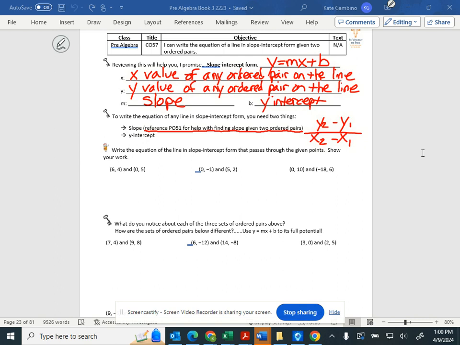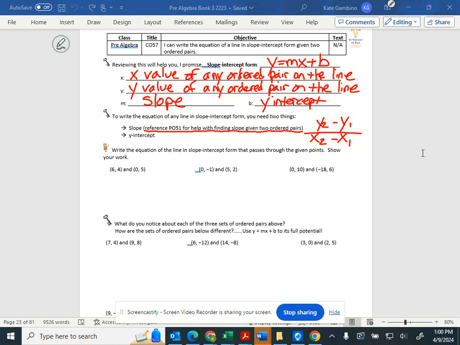So let's look at writing the equation of the line in slope-intercept form that passes through the two given points. Show your work. We need to do y2 minus y1. You're not just doing it in your head. You are doing it on the paper.